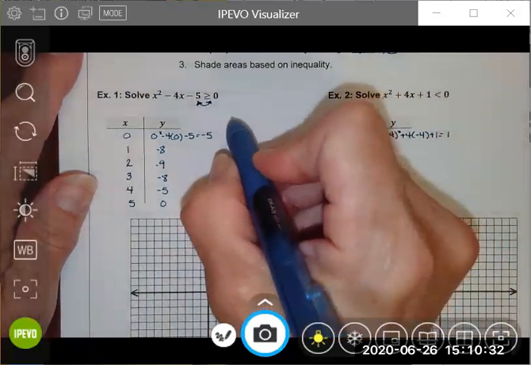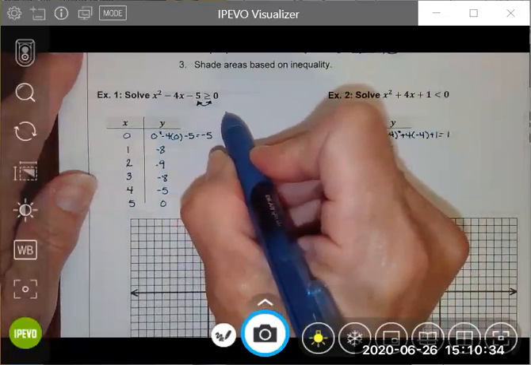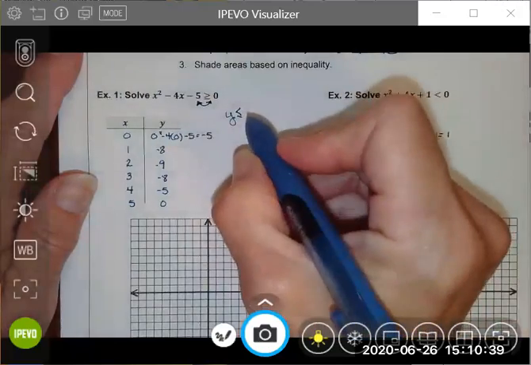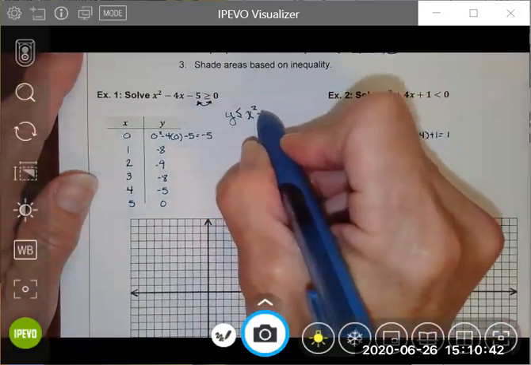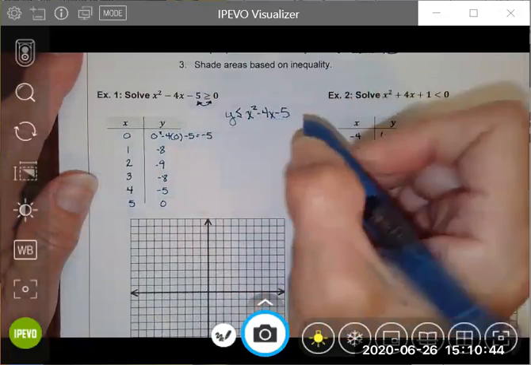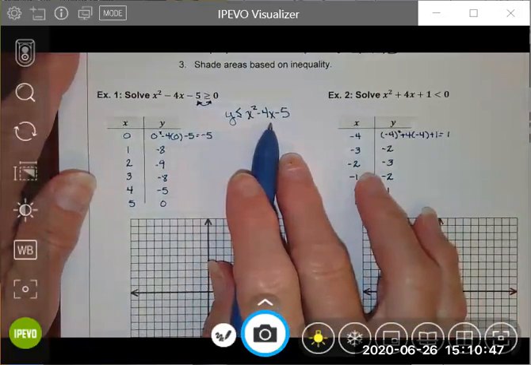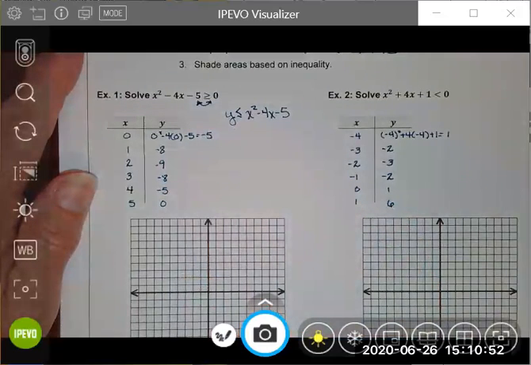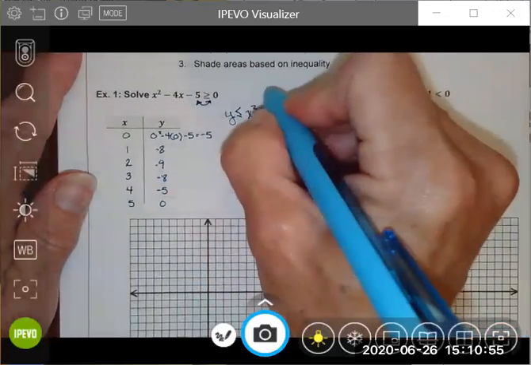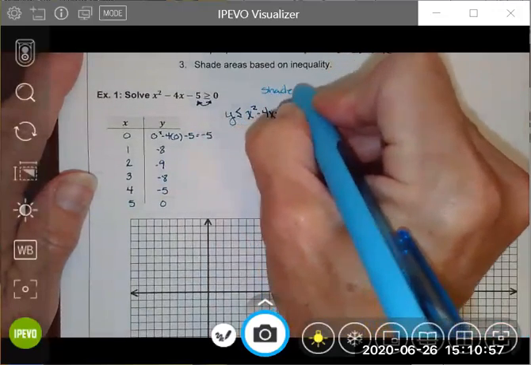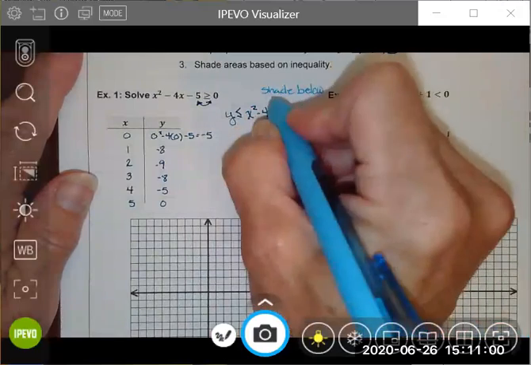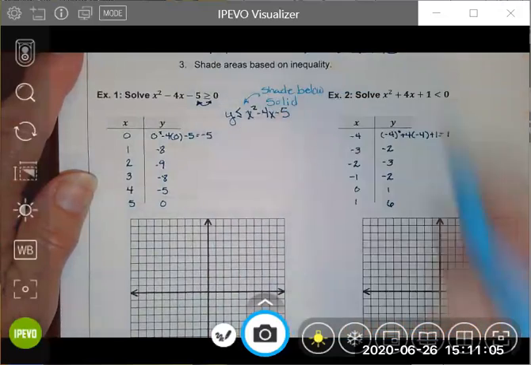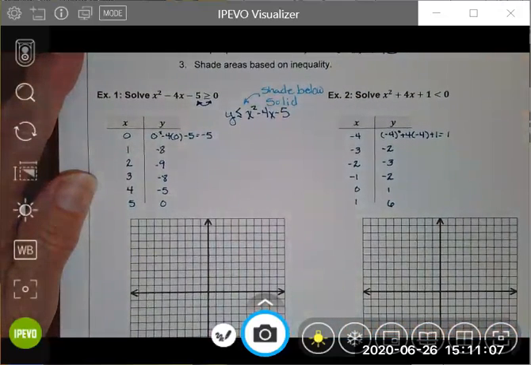It's just going to be a little bit easier if I write it as y is less than or equal to, because I'm really just completely reflecting the entire thing, x squared minus 4x minus 5. All right, so now based on this and my table up above, I can see that I'm going to use a solid line and I'm going to shade below. So I'm just going to make a note of that. I'm going to shade below, and I'm going to use a solid line based on that little inequality. So that's good information to have.